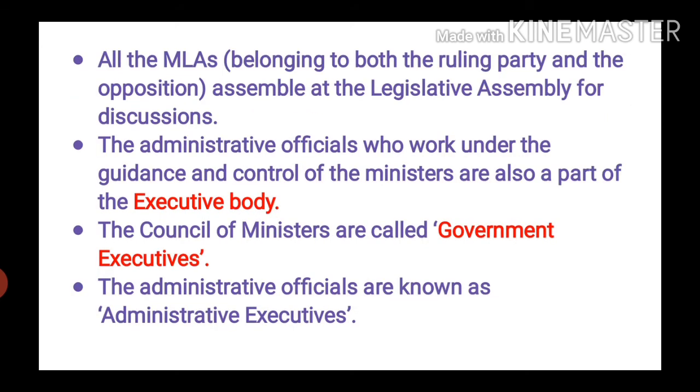All the MLAs belonging to both the ruling party and the opposition assemble at the Legislative Assembly for discussions. Assemble means gather. The administrative officials who work under the guidance and control of the ministers are also a part of the executive body. The Council of Ministers are called the government executives and the administrative officials are known as the administrative executives. Governor.